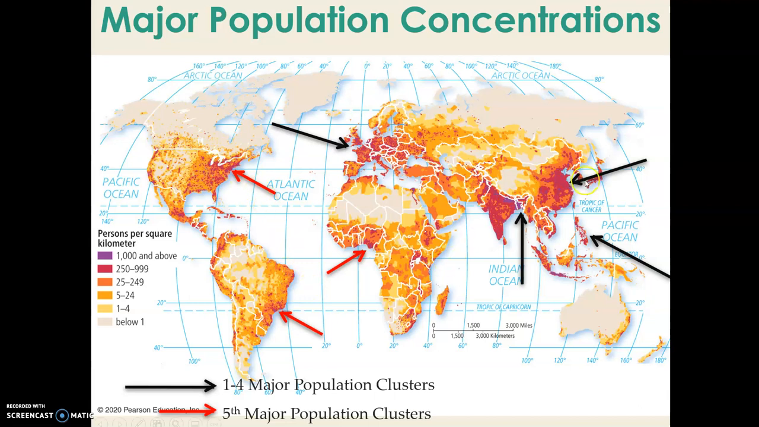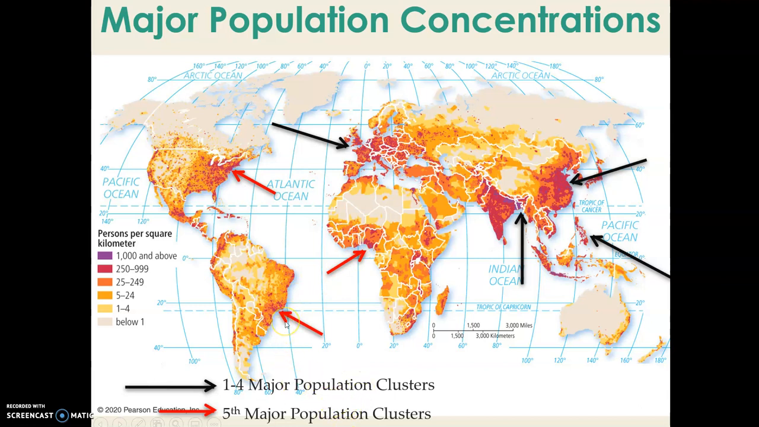So we have first in China. Some of you might have said that one for sure. Well done. The other one that you probably identified was in India. Again, well done. This section right here in Europe, if you said Europe, that is one. And then we have the Philippines and this portion of Southeast Asia. Then a combined population cluster. This is the 5th major population cluster.